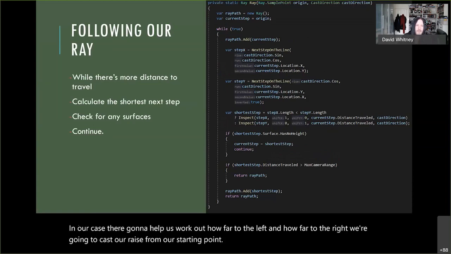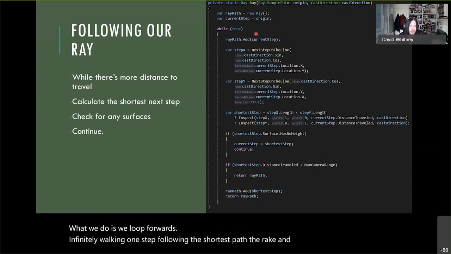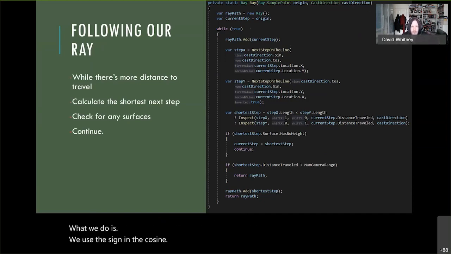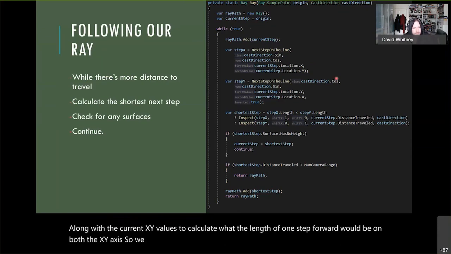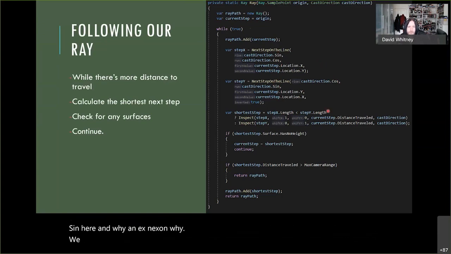Ooh, all the code. So this is the core of our ray casting algorithm. What we do is we loop forwards infinitely, walking one step following the shortest path the ray can take. Now you could express this with recursion, but a while true loop is easier to comprehend here. What we do is we use the sine and the cosine along with the current x and y value to calculate what the length of one step forward would be on both the x and the y axis. So we call this function twice, and if you notice carefully, we flip cos and sin here, and x and y. We compare the length of each step, and we choose the shortest path once we know which it is.